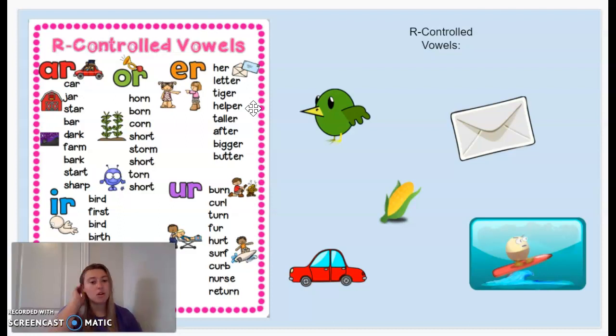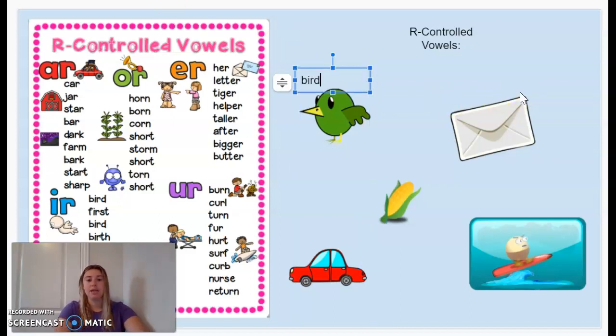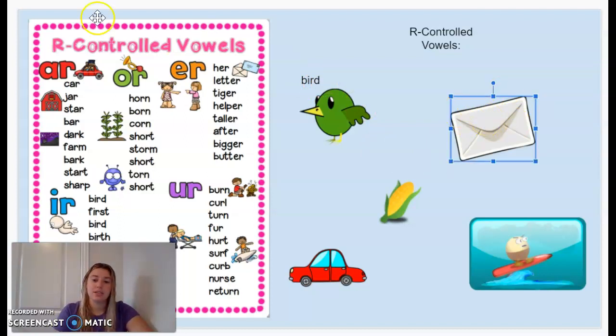So all together, we are going to do this small activity. I want y'all to help me come up with what each of these are and how to spell it. So what is this? Great, that is a bird. Let's spell bird. How do we spell bird? Right, B-I-R-D. And that is going to be under what category? Right, the I-R.